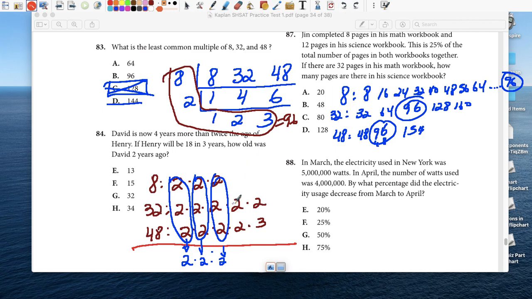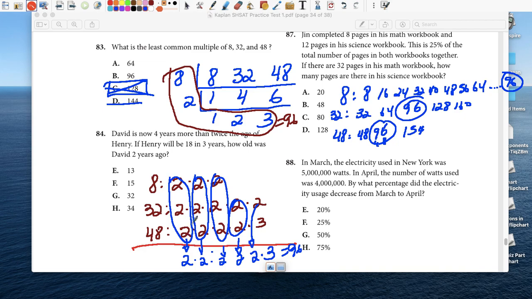2, 4, 8, and I bring this 2 over here, and I bring that 2 over here, and I bring the 3. And if I multiply 2 times 2 times 2, 2, 4, 8, 16, 32, and 32 times 3, I also get 6.